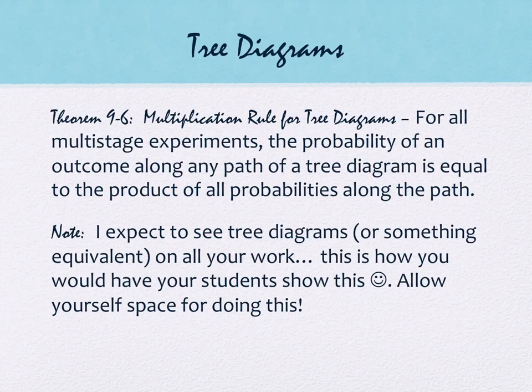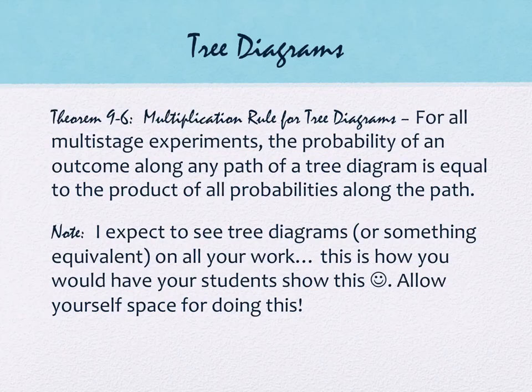All right, multiplication rule for tree diagrams. So for all multi-stage experiments, the probability of an outcome along any path of a tree diagram is equal to the product of all probabilities along the path. All right, so what's the probability that you're going to roll a 2 and then you're going to roll a 3? Well, you multiply each of those outcomes together, and that's how you get the outcome of both of those things happening.